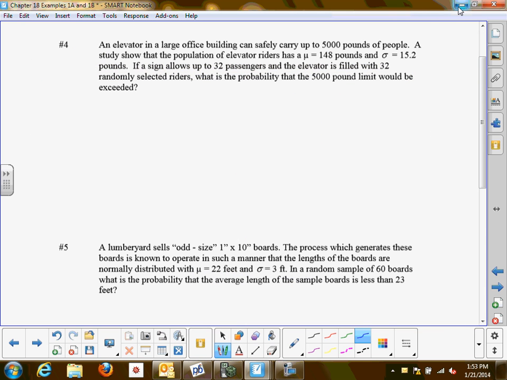All right. Real quick, you may not even have time to write this down, but I want to walk through this one real fast. This says a person who rides the elevator averages 148 pounds. Okay, but guess what? We're going to be talking about 32 passengers in an elevator. So I don't want the mean and standard deviation for one passenger. I need to find the mean when 32 passengers ride the elevator.